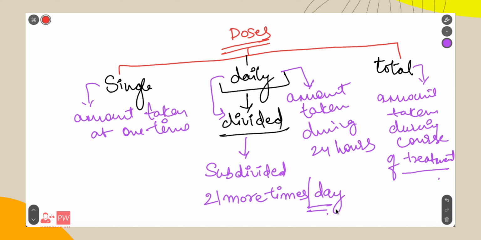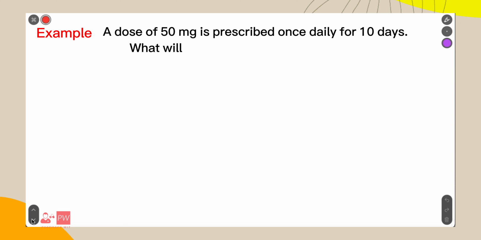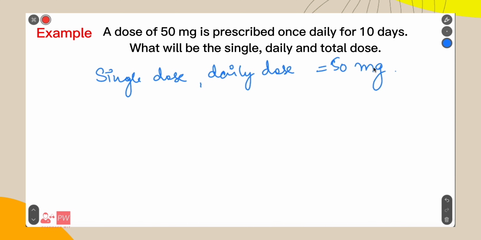Now let's understand single dose, daily dose and total dose with an example. First example: a dose of 50 mg is prescribed once daily for 10 days. So in this question, the single dose and the daily dose are the same, which is 50 mg, because it is written in the question that 50 mg is prescribed one time daily for 10 days. So the daily dose is 50 mg, and the single dose is also 50 mg.